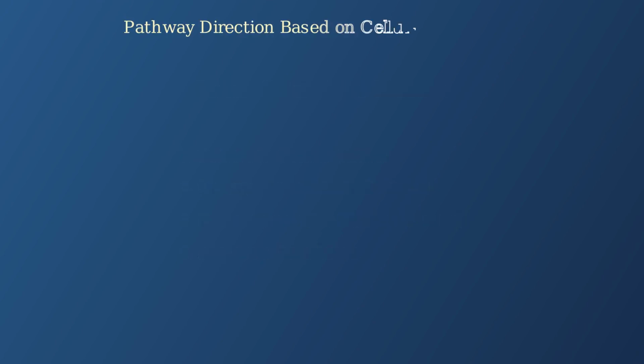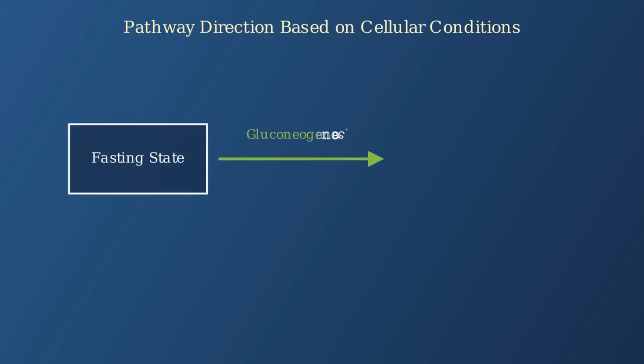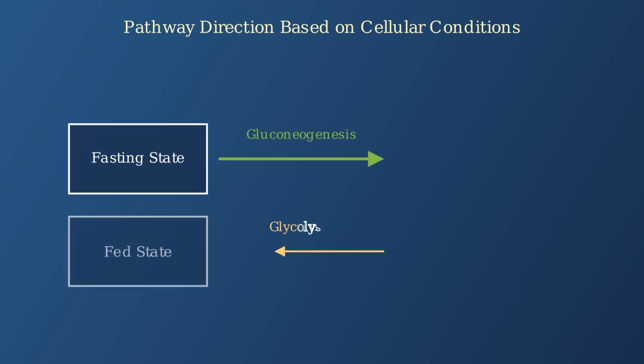Let's look at how cellular conditions determine pathway direction. During fasting, high substrate availability and hormonal signals drive gluconeogenesis, pushing these reactions in the reverse glycolytic direction. Conversely, in the fed state, high glucose levels and insulin signaling favor glycolysis, driving these same reactions in the forward direction.